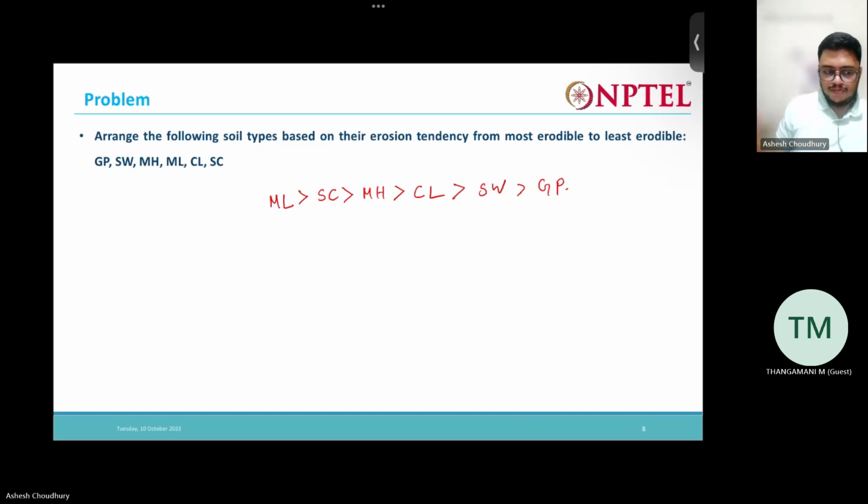So if I have to write the total order, it will be ML greater than SC, greater than SW, much greater than GP.